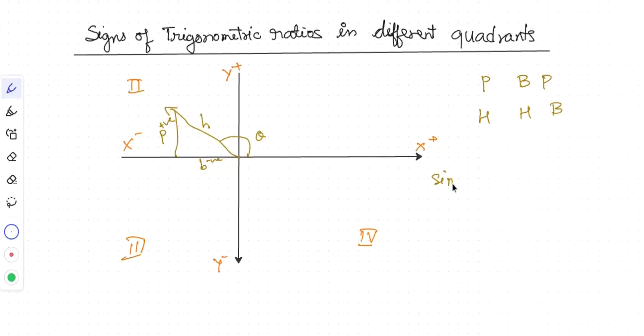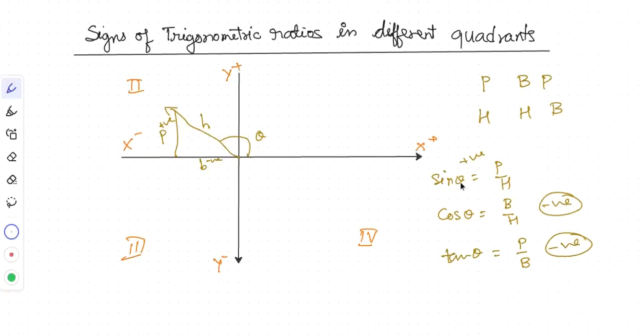When we talk about sine of theta, which is perpendicular upon hypotenuse, because perpendicular and hypotenuse both are positive, sine theta remains positive. What about cos theta? Cos theta is base upon hypotenuse, and we know that base is negative, so cos theta becomes negative. What about tan theta? Tan theta is perpendicular upon base, and we know that perpendicular is positive but the base is negative, so tan theta becomes negative.